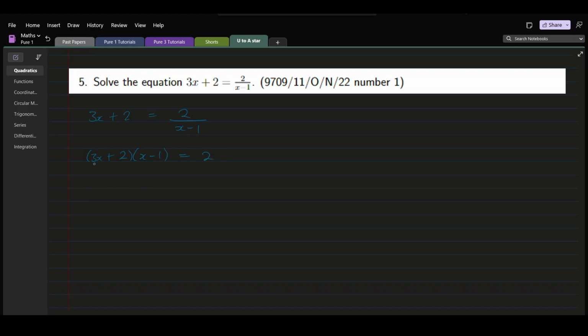So if we expand, that's 3x times x, which gives us 3x squared. But 3x times negative 1 is negative 3x. 2 times x, that's plus 2x. And then 2 times negative 1, that's negative 2. And this is equal to 2. So this becomes 3x squared minus 3x plus 2x, that's minus x, minus 2. Let's bring this 2 to the left hand side, so that's minus 2. And this is equal to 0, so 3x squared minus x minus 4 is equal to 0.